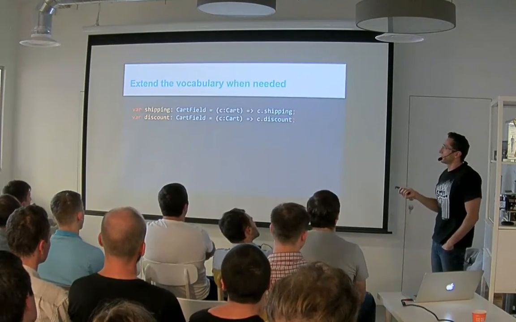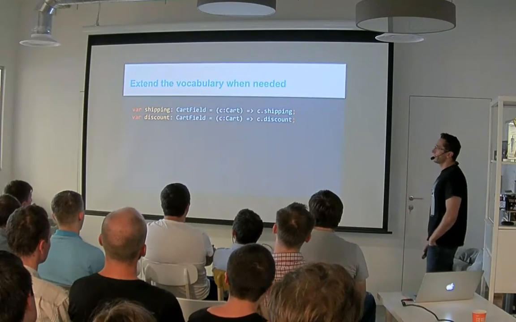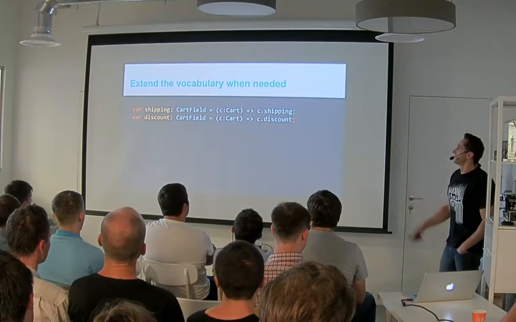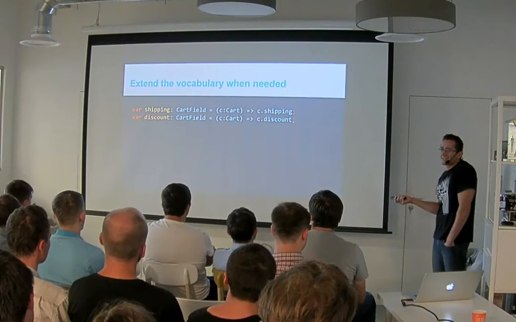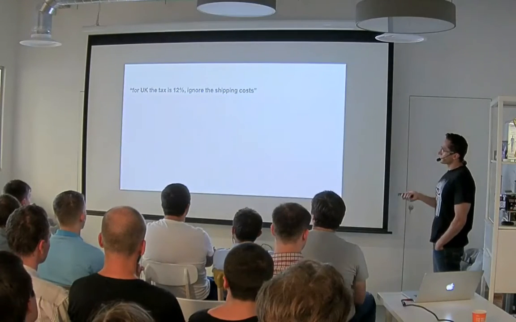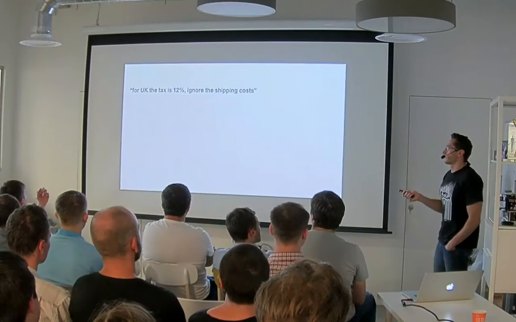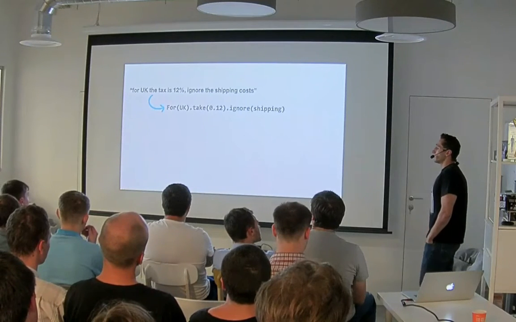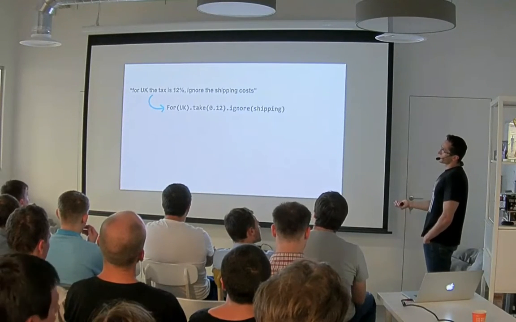So let's define a few count fields. We have shipping and discount. Count field is just a function from cart to a specific field. It's like a getter, nothing really special. Using these two, we can now support the following sentence. For the UK, take 12%, ignore shipping. Let's see what's going on there.